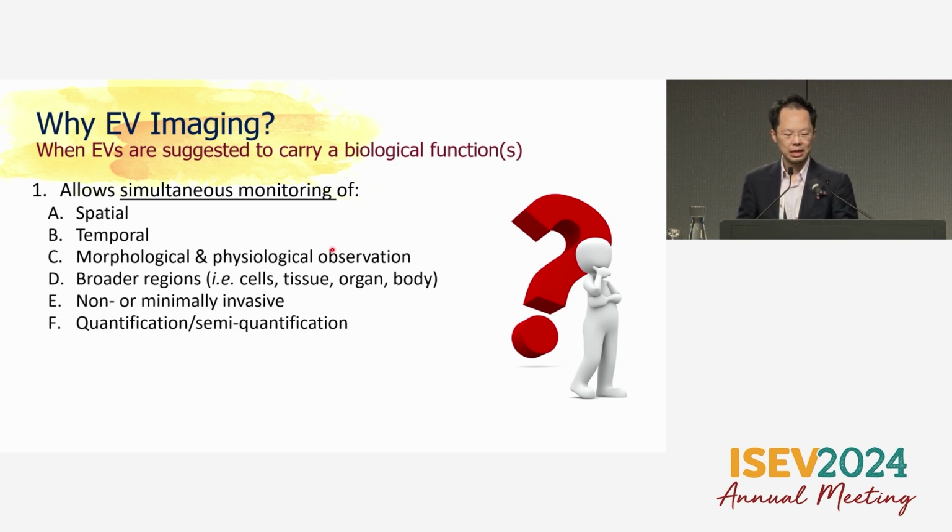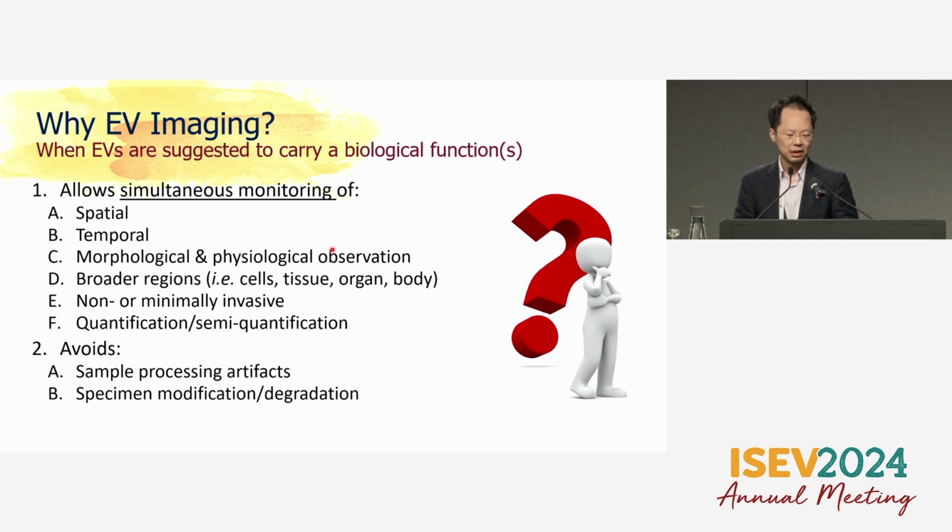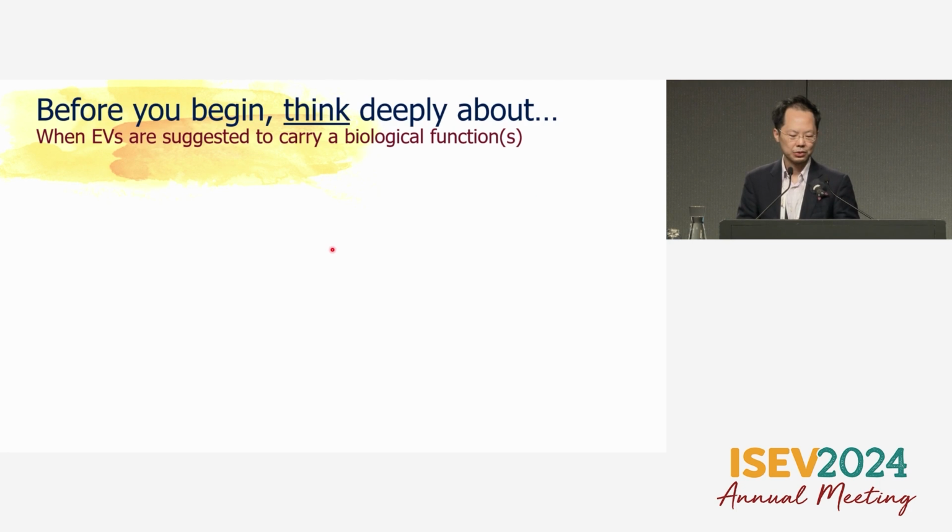Now, further to that is, can you imagine trying to quantify the vesicles in vitro and in vivo? This is a key point, but it's really hard to achieve. But at least we dare to say that with the technologies we have now, we can at least semi-quantify vesicles. And other things for doing vesicle imaging is that you can avoid sample processing artifacts. And not only that, if you can avoid specimen modification or degradation during the process, that's what imaging is really good for. Sampling error is also something that happens if you're collecting clinical samples. So again, if you can do molecular imaging, it really helps you with your research.